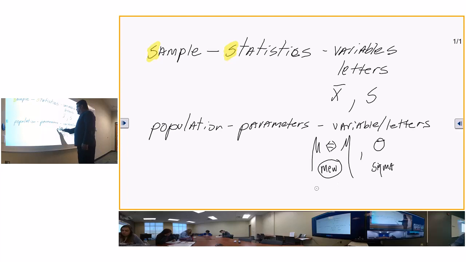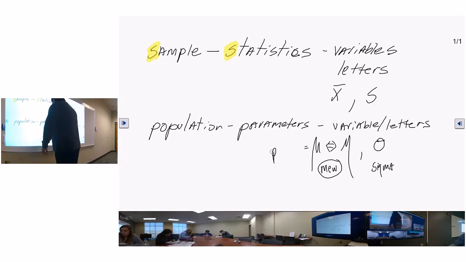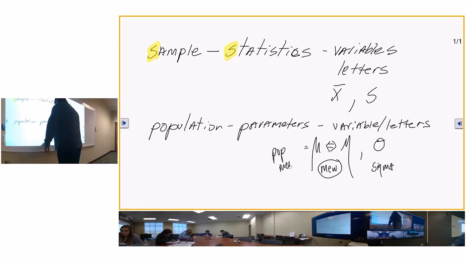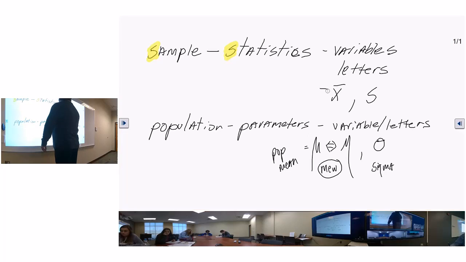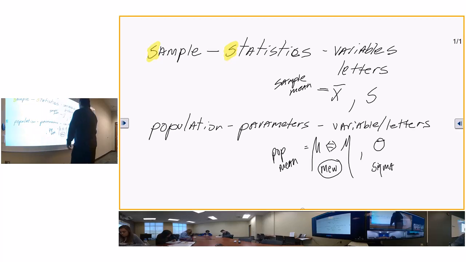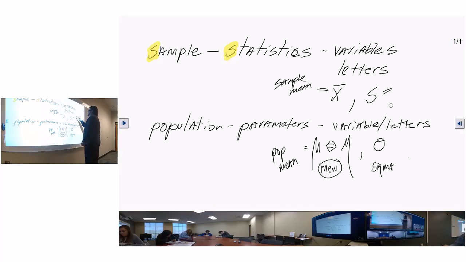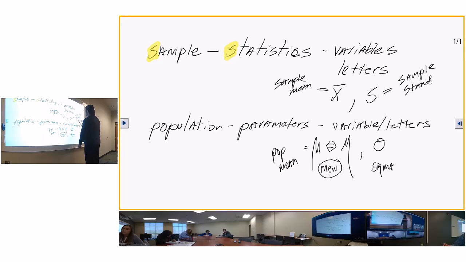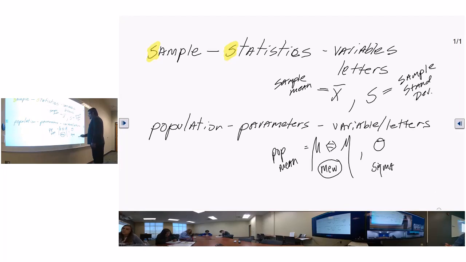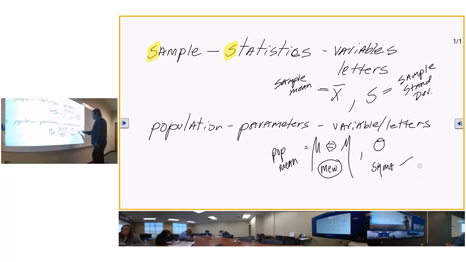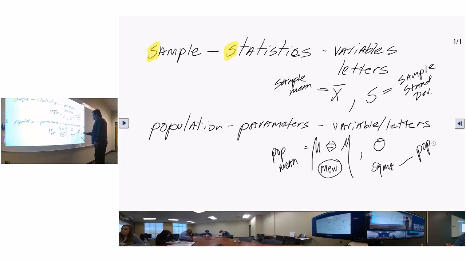Mu means the population average, the population mean, where X bar is the what? Sample mean. S is the sample what? Standard deviation. And sigma would be the what? Population standard deviation.